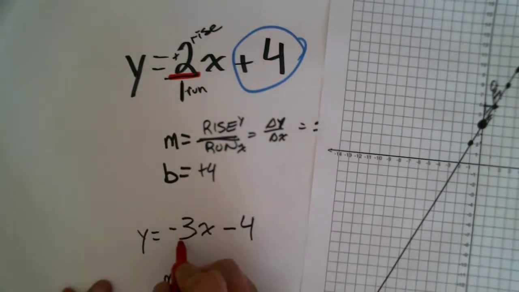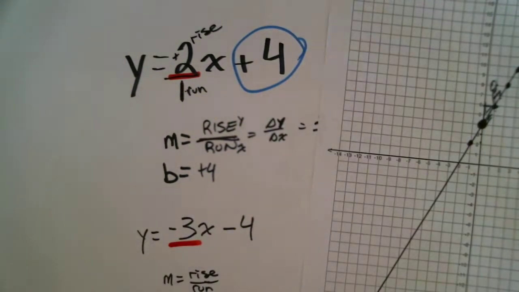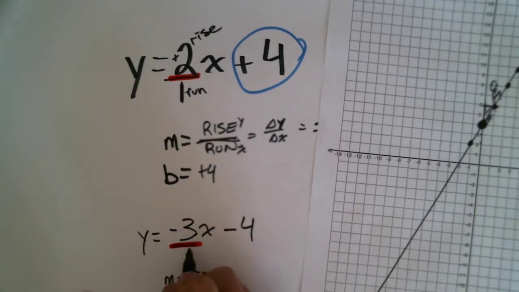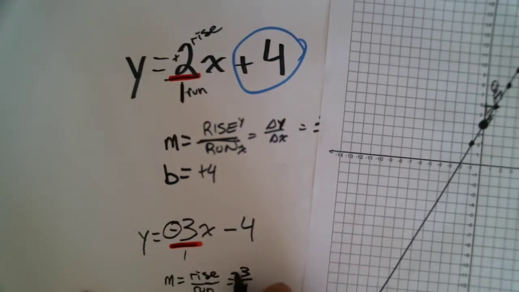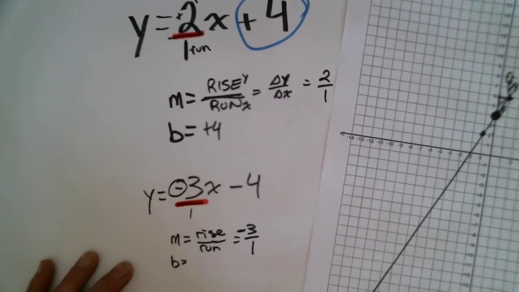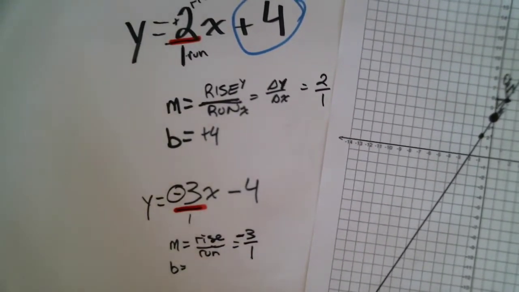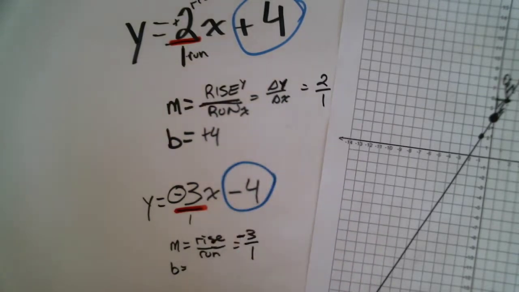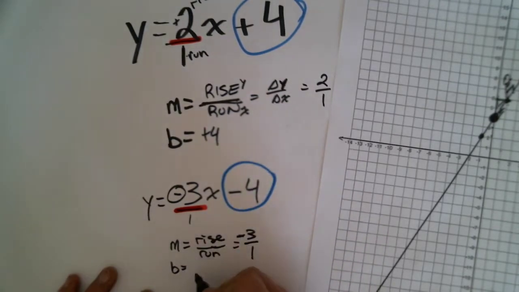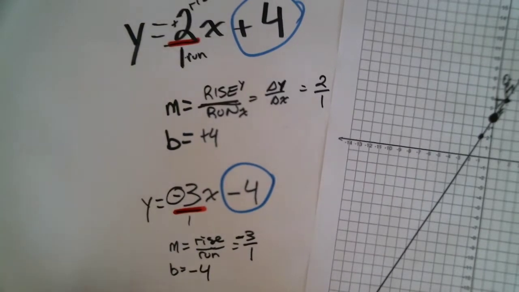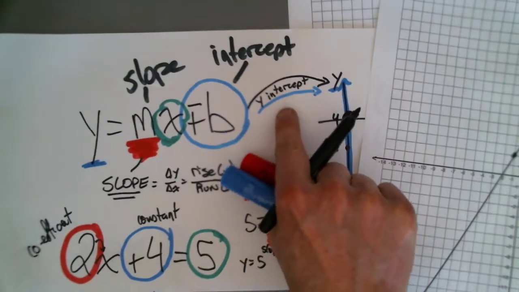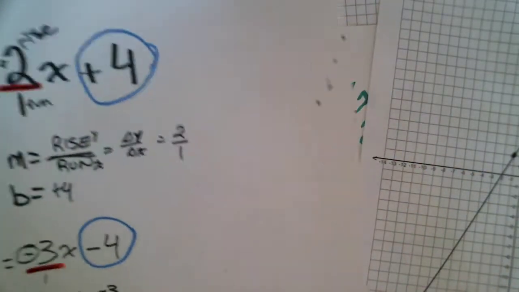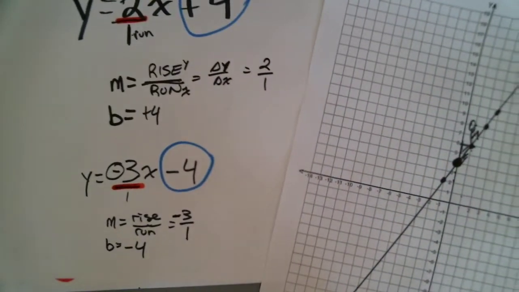Again, I have a whole number for my slope. So what do we do? We write it over 1. My slope is now 3 over 1. But look, be careful. It's negative 3 over 1. B is my constant. You all identified constants when we were in class. It is negative 4. B is what? The y-intercept. That tells me where I start my graph. Let's graph it, and then I'm going to be done on this video.